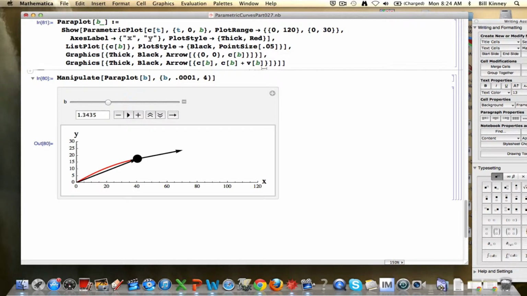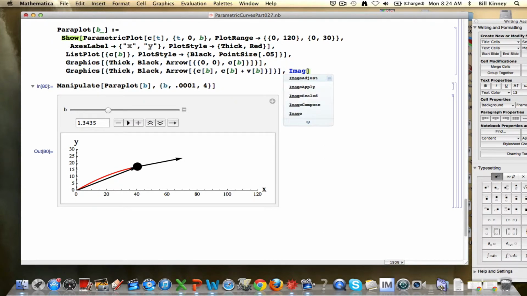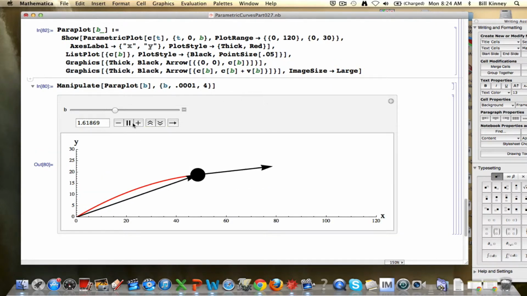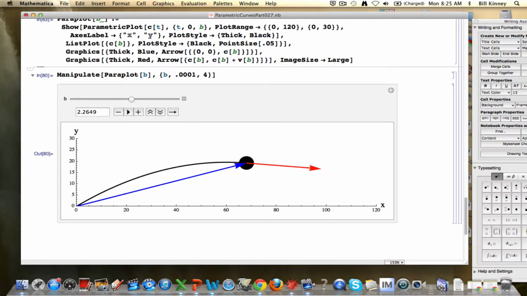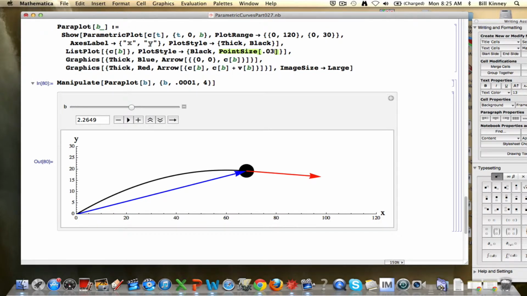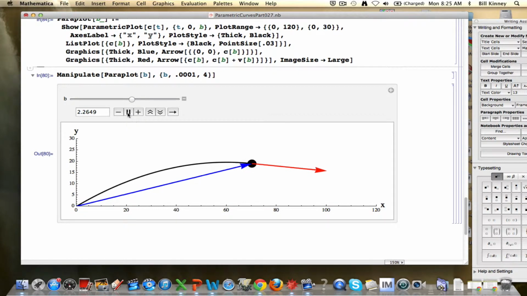Let me make some other changes. I'm going to make the picture bigger. If I put ImageSize -> Large in here, that's an option that's going to make the graph bigger. I think I'm going to also change the coloring. Let's make the parametric plot itself black. Let's make the position vector blue. And the velocity vector, let's make that red. Let's also make the dots smaller now. The ball is going to be smaller now. There we go.